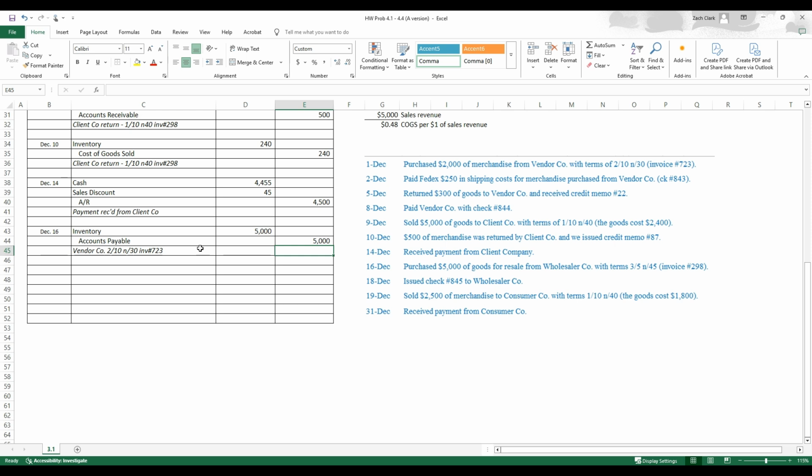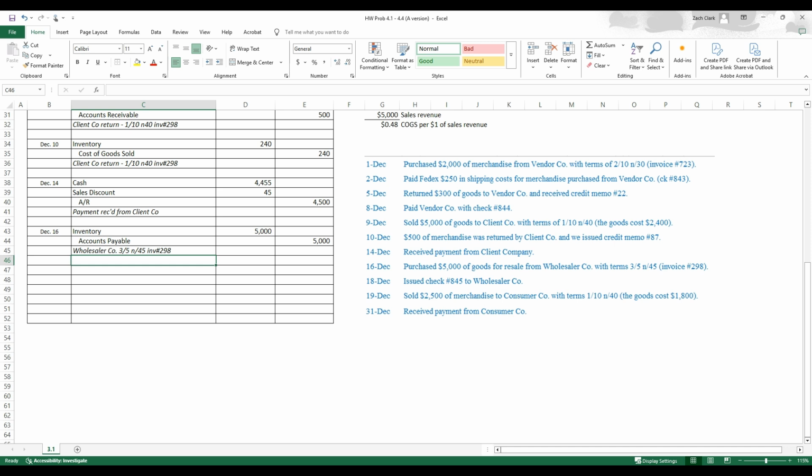So same, account on account. Here are our terms, 3/5, and we're going to call this Wholesaler Co. It was a 3% discount within 5 days, and then net 45, so you have to pay within 45 days. And it was invoice 298. Okay, so we're good there.